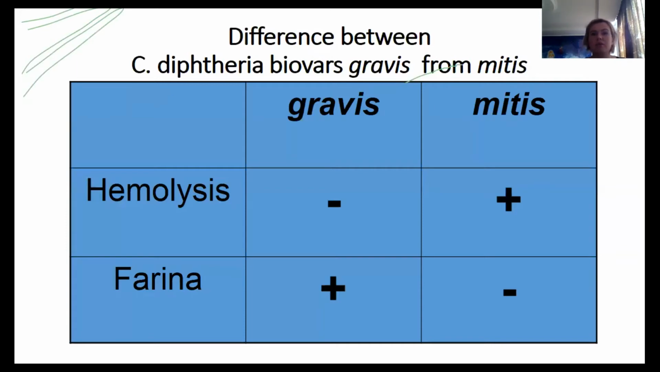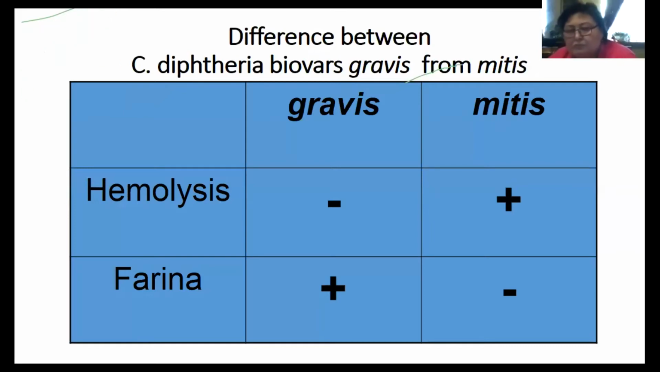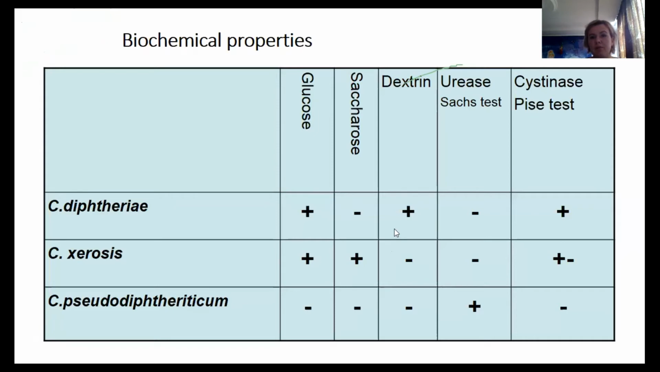Next, what are the biochemical differences between gravis and mitis? Hemolysis is more characteristic of mitis. Farina is present in gravis. Next, biochemical properties by different reactions. We can differentiate pathogenic diphtheria bacilli from non-pathogenic by fermentation of glucose, saccharose, dextrin, presence of urease, and production of cystinase. The urease test is called Zaks test. Cystinase is called Pizu test.